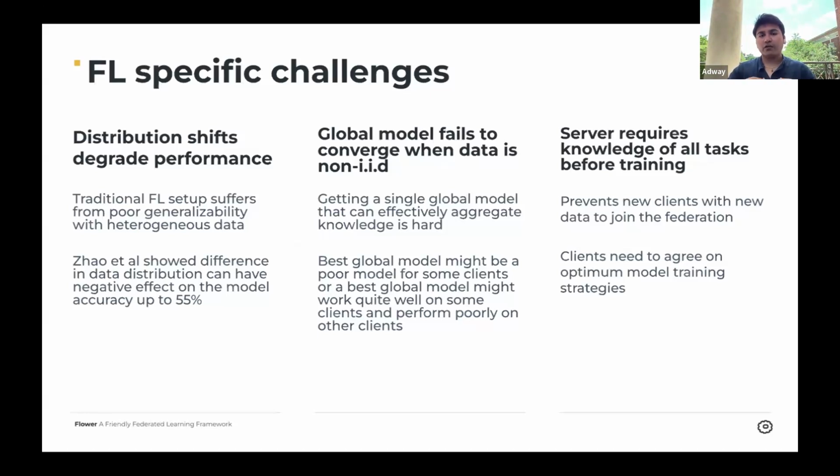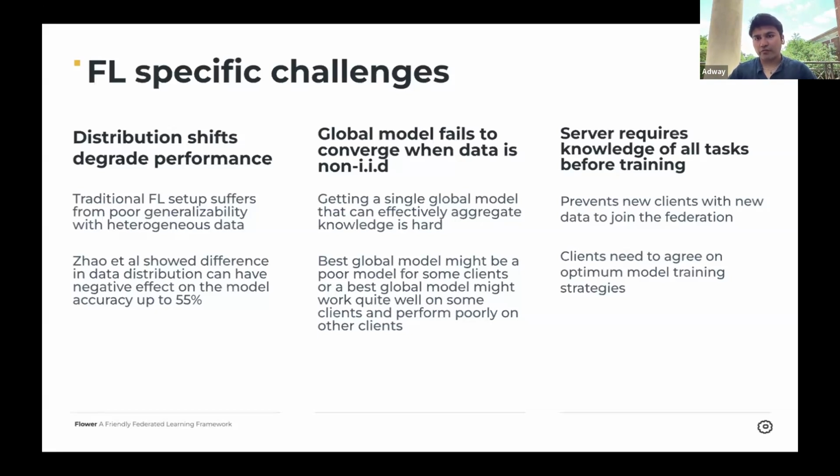The other concern is that the global model itself fails to converge in most cases when the data is non-IID. It's really hard to get a single global model that can effectively aggregate knowledge of different tasks. In most cases, what we've seen is that global models have good performance on tasks from a particular client, but might fail or perform poorly on tasks from other clients. This is also something we saw in our research, and I'll talk a little more about it in the next couple of slides.